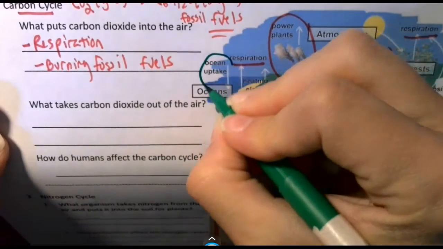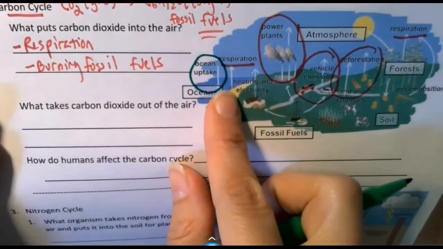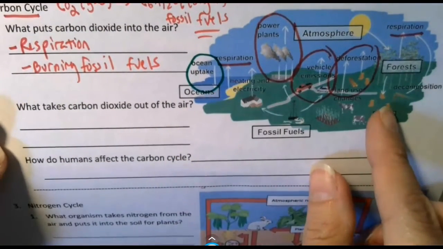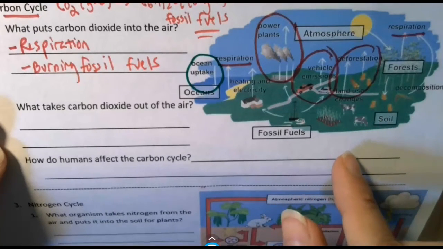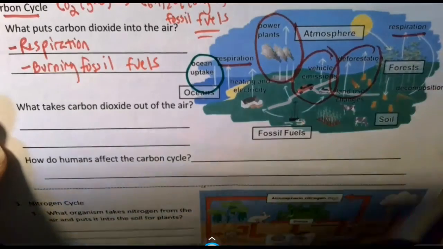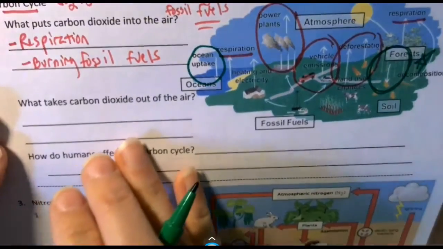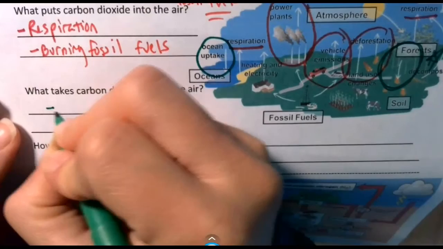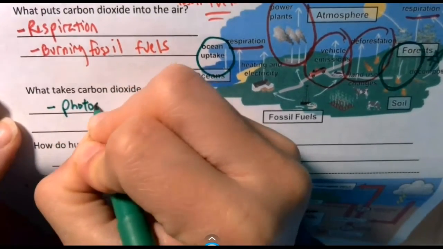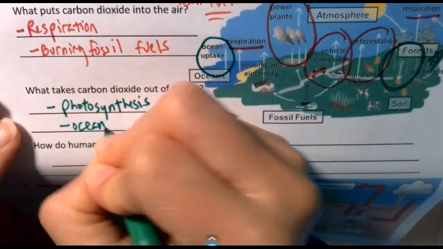What takes carbon dioxide out of the air? The ocean takes up some carbon dioxide. When it takes up too much carbon dioxide, it can lead to coral bleaching and ocean acidification. But the main thing that takes carbon dioxide out of the air is photosynthesis. Photosynthesis is the number one thing that takes carbon dioxide out of the air. It's the most important thing. But also ocean uptake.